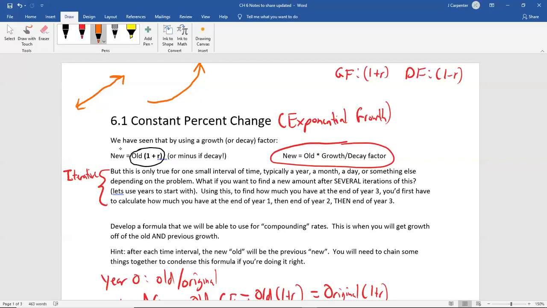So you can always find a new amount if you're just looking over 1 year or 1 month or 1 day, whatever the smallest iteration we're talking about for the problem, based on the problem.